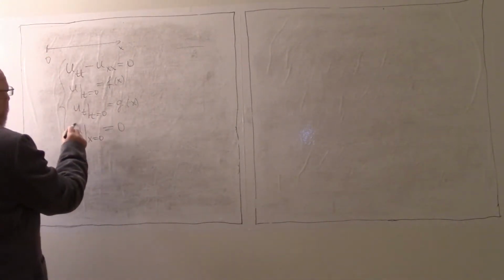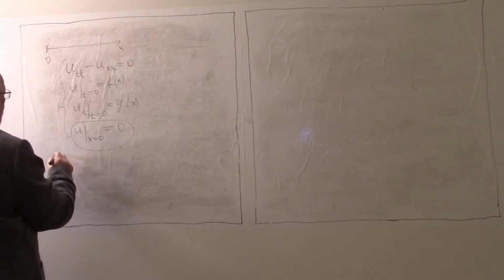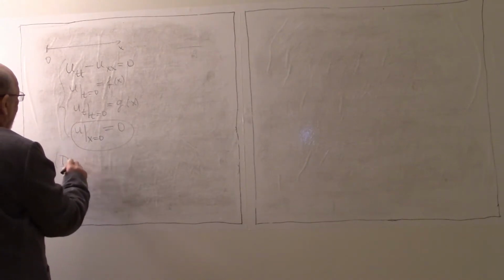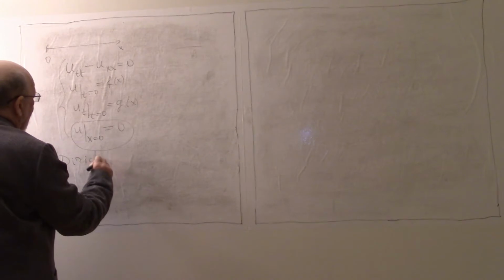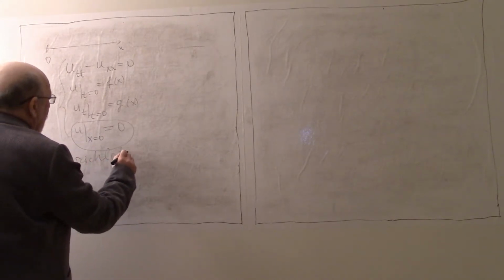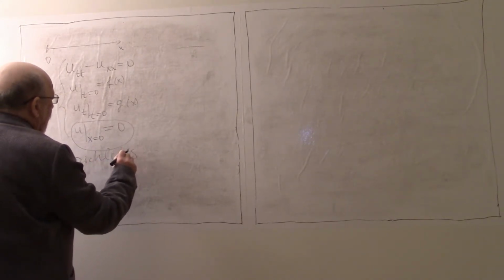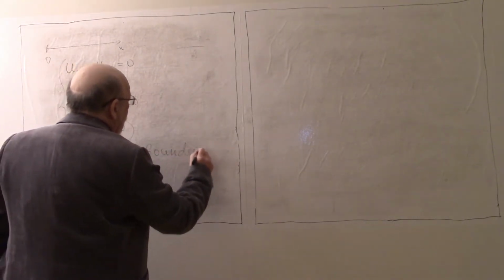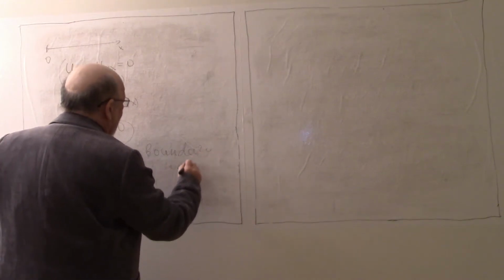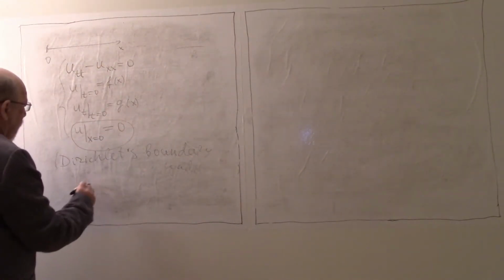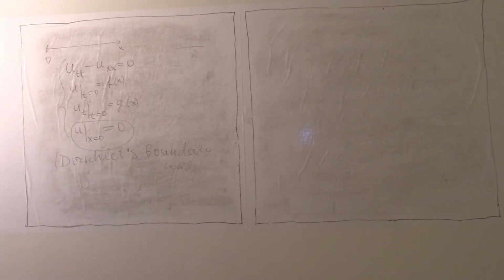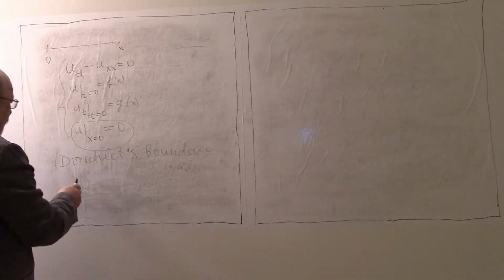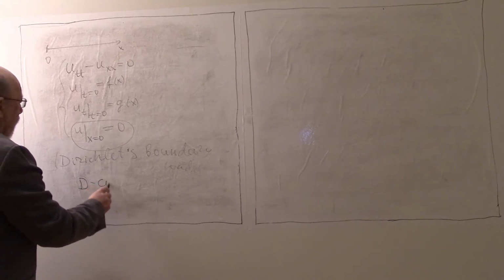This boundary condition is called Dirichlet boundary condition, or simply D condition. It is called D condition.